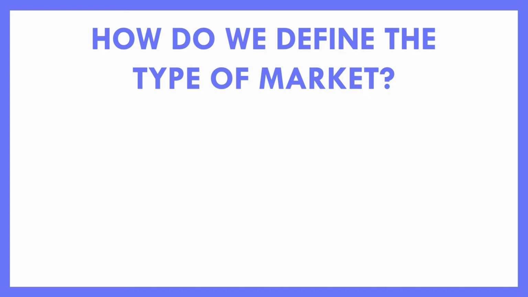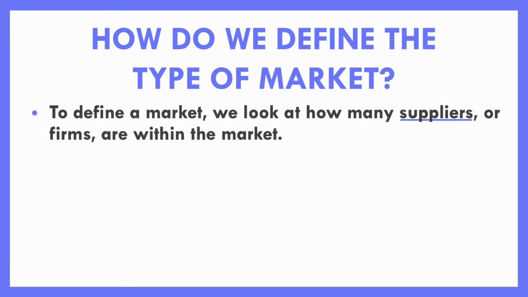So we said a market is just anywhere where buyers and sellers interact, but there are different types of markets out there that exist. Different sizes, different scales, all sorts of things. Now, how do we define these? Well, typically we look at the number of suppliers, the number of businesses, the number of firms that are within that market.